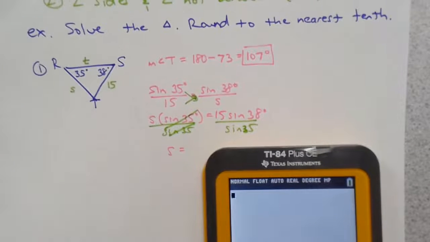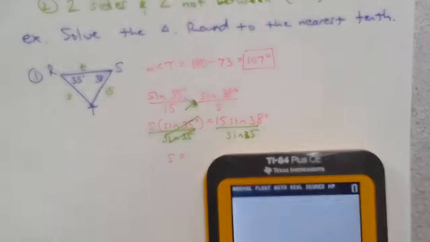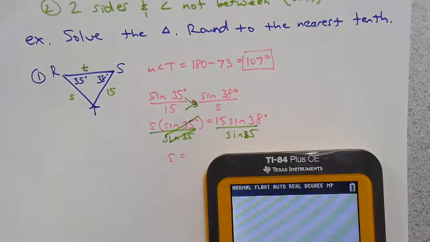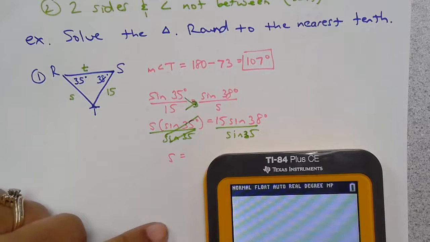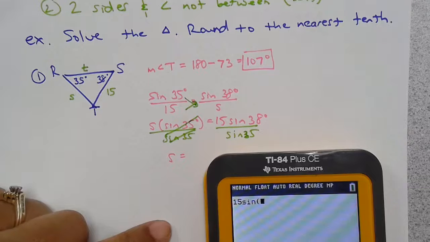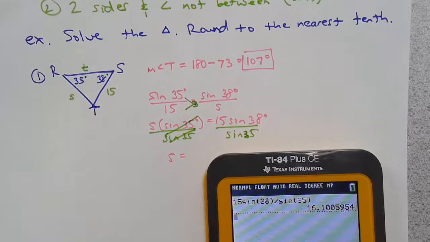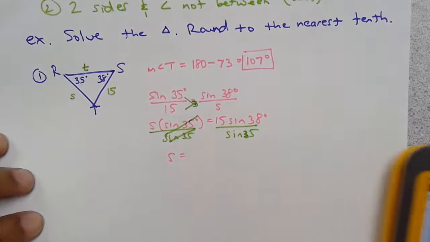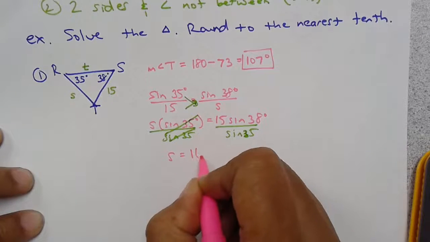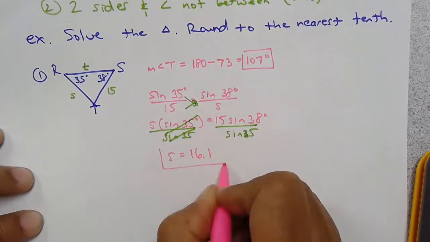And then, let's see, it's a little blurry there. Let's see if that fixes it. All right, so we have 15 sine of 38 degrees. Make sure you end the parentheses before you divide by sine of 35. And that gets you approximately 16.1 when it's to the nearest tenth. So 16.1 is side S.